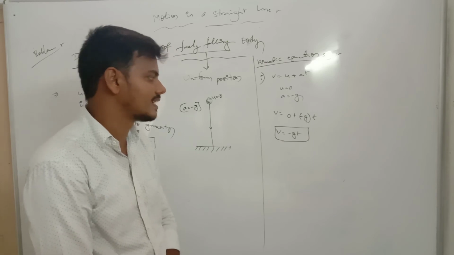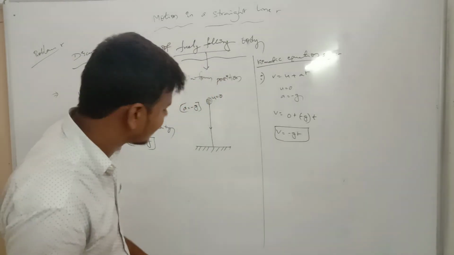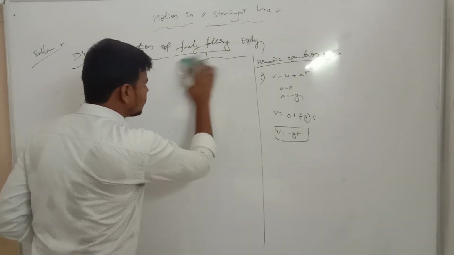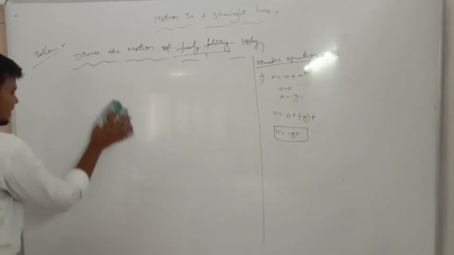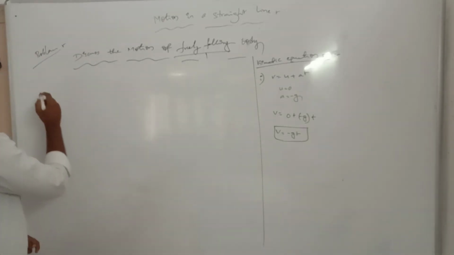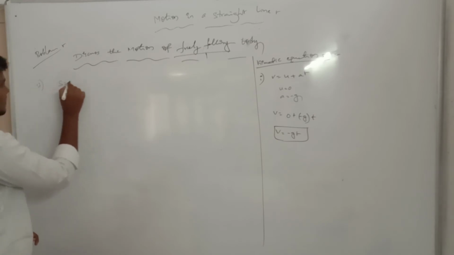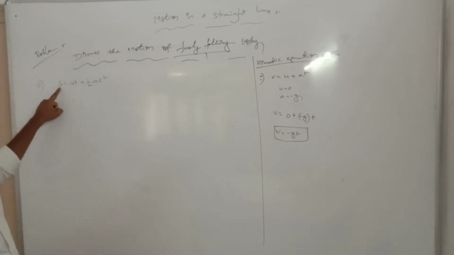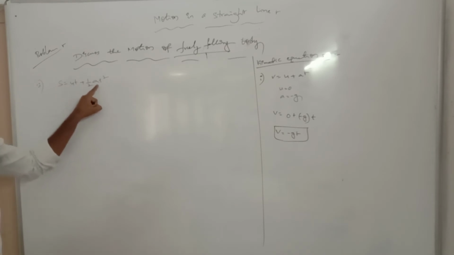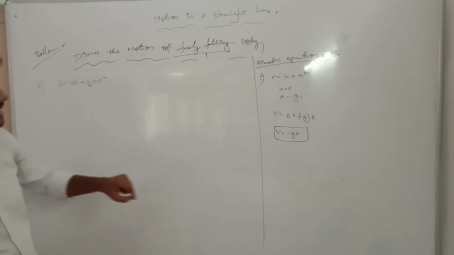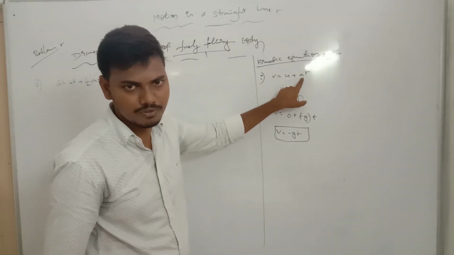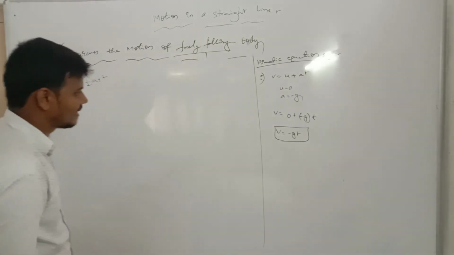Now we go to the second kinematic equation. What is it? S is equal to ut plus half a t square. Here S is the displacement, u is the initial velocity, a is the acceleration due to gravity, and t is the time period.